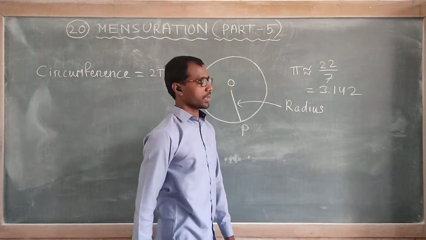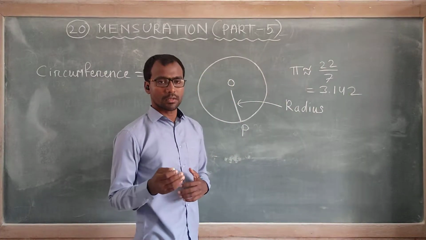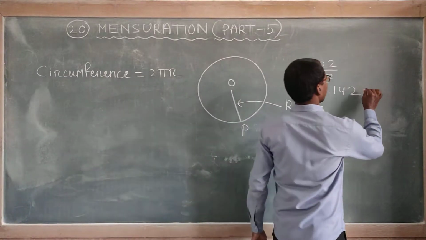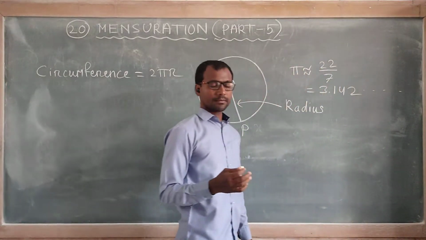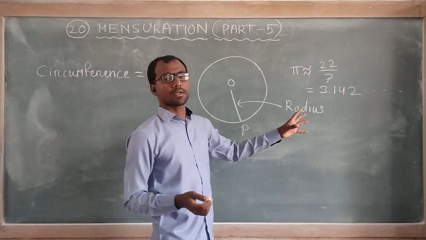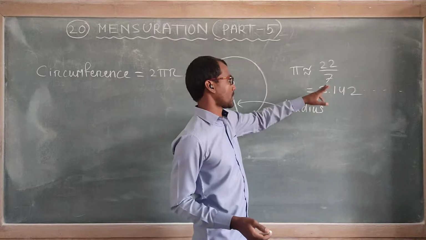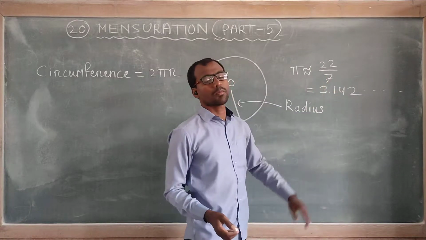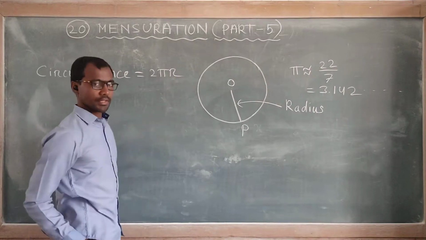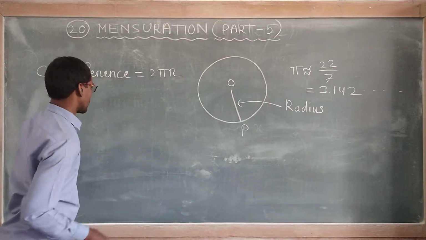Which is almost equal to 3.142. It is a non-terminating and non-recurring decimal, so it is an irrational number. Its value is approximately 22/7 or 3.142. It is a constant. r is the radius of the circle. So this is the formula for circumference.